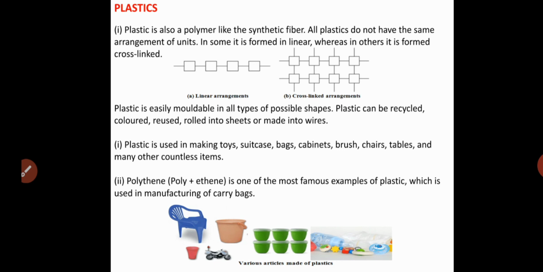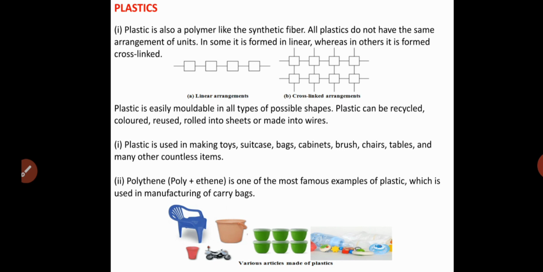Students, before knowing about today's topics, let's recall what we did in the last class. Last class we learned about synthetic fibers. That was the first part of the lesson: the types of synthetic fibers, nylon, polyester and acrylic, and also the characteristics of synthetic fibers.